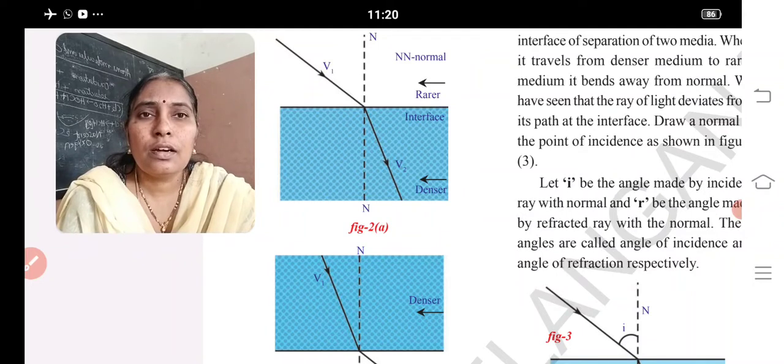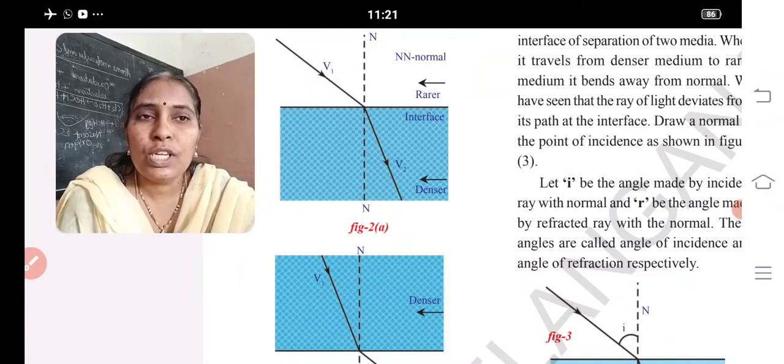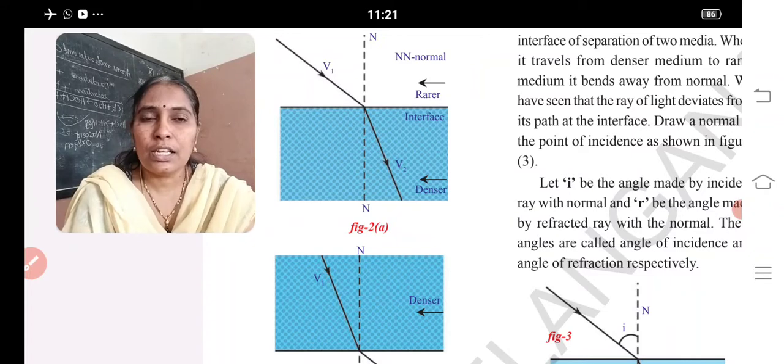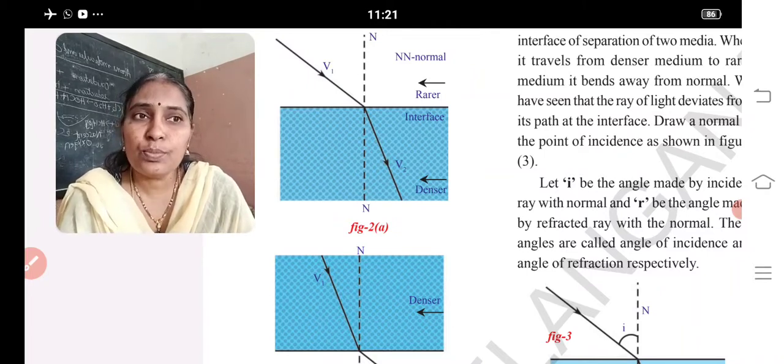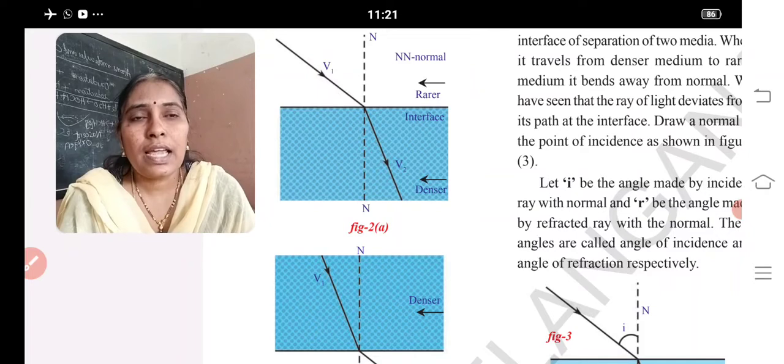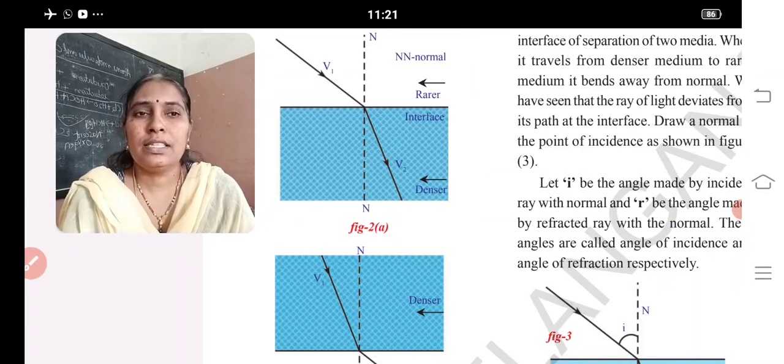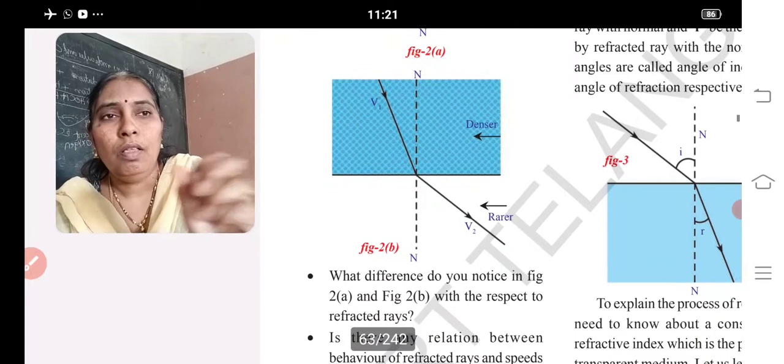Interface: the point or layer where the mediums are separated is said to be the interface. Here v1 and v2 are the speeds of light, and nn is the normal drawn to that. So what we are observing: a light ray is entering from the rarer medium to the denser medium. At the interface, it is bending towards the normal when the light ray enters from rarer medium to denser medium. Now you see 2b.